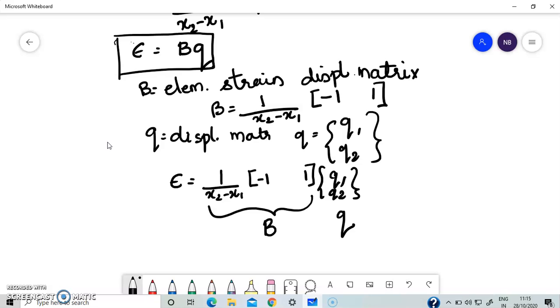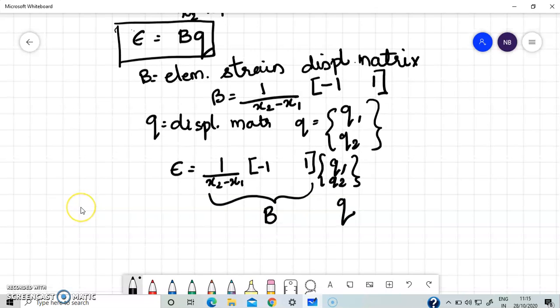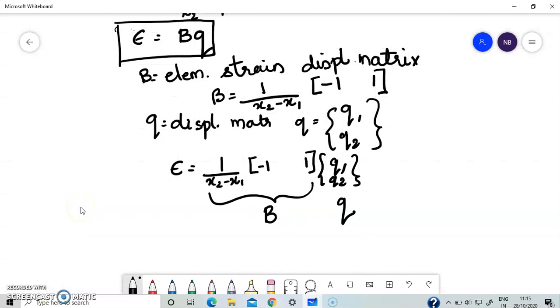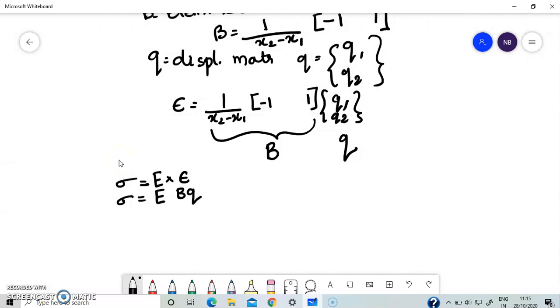Please note that the use of linear shape functions results in a constant B matrix, and hence constant strain is obtained within the element. From Hooke's law, we know that stress is given by Young's modulus into strain, and we know that epsilon is B into Q. So stress is given by this, and the stress will also be constant within the element.